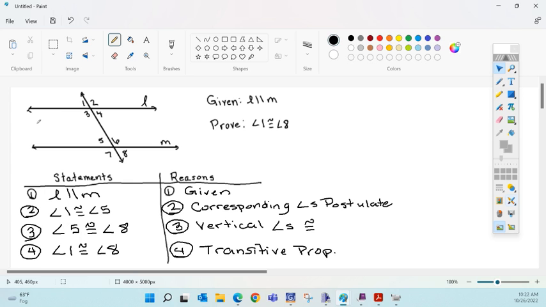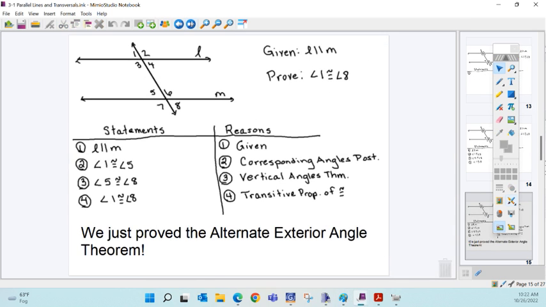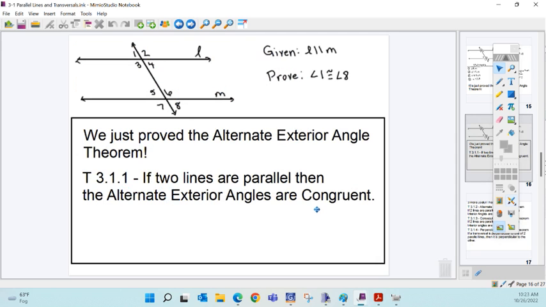And you have the papers there. All right. Let's go back to here. And this is what we did. This is what's called the alternate exterior angle theorem. Did anybody notice that angle 1 and angle 8 are alternate exterior angles? Okay, good. Thank you. Glad you did. Okay, so we proved what it says on the next page, if 2 lines are parallel, then alternate exterior angles are congruent. So from here on out, we can use that as a reason in the proof. We don't have to prove it again.